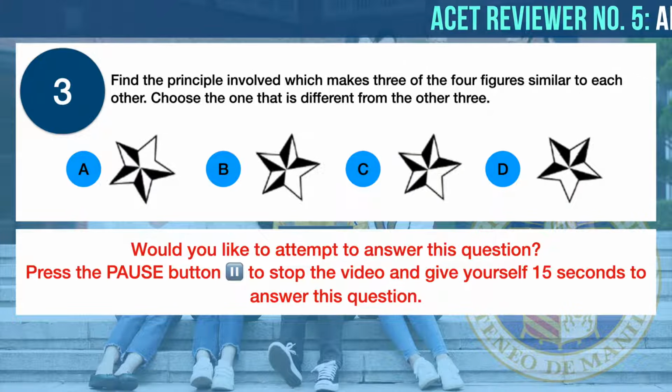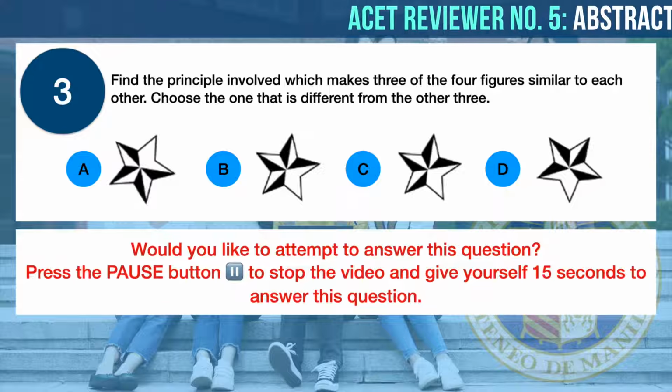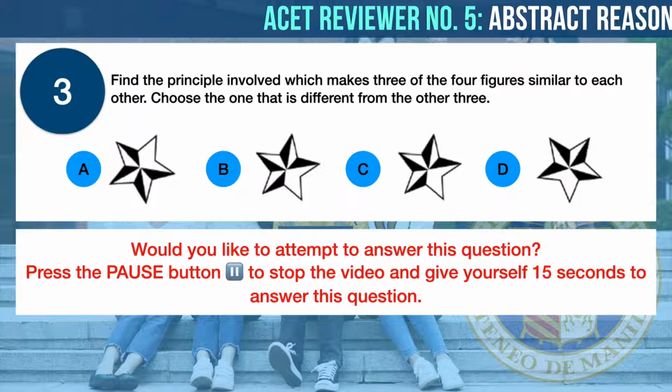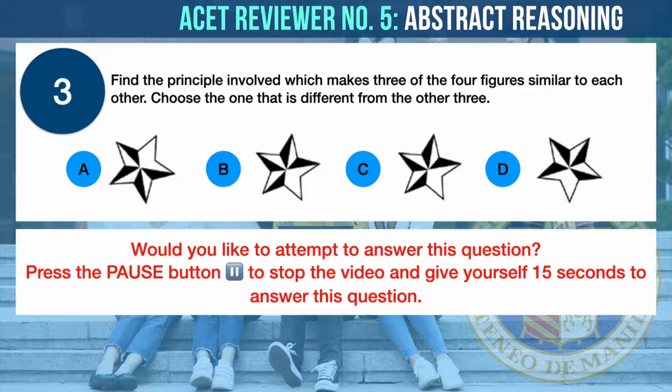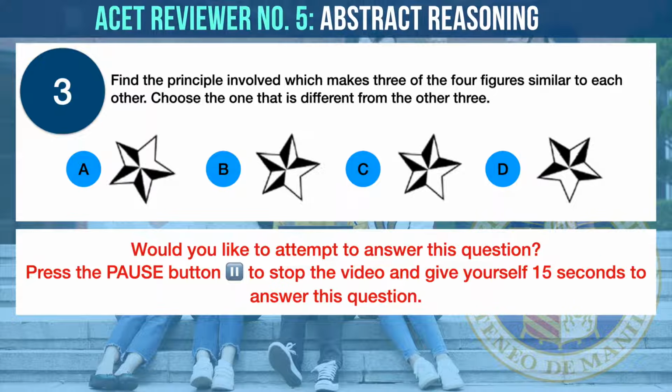Abstract reasoning question number 3. Find the principle involved which makes 3 of the 4 figures similar to each other. Choose the one that is different from the other 3.